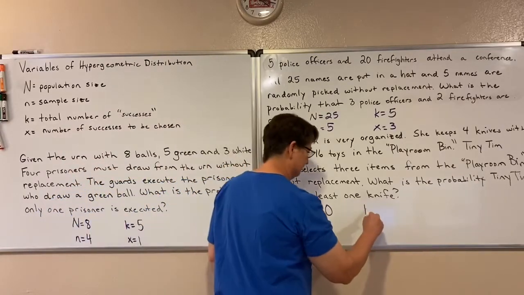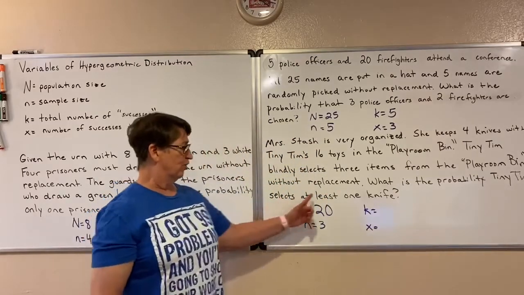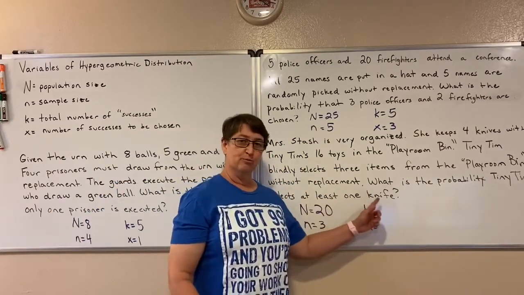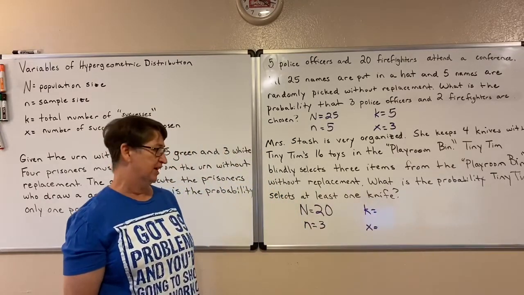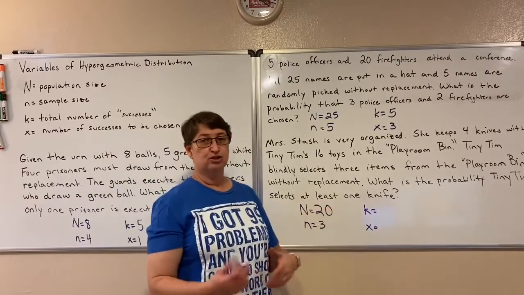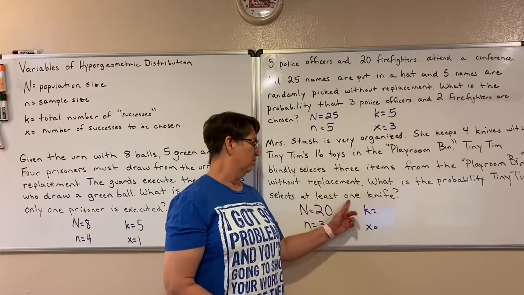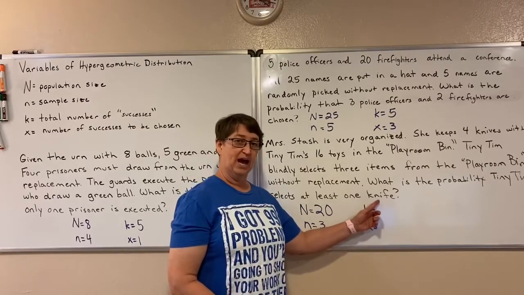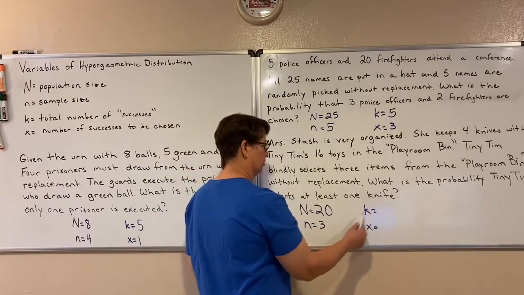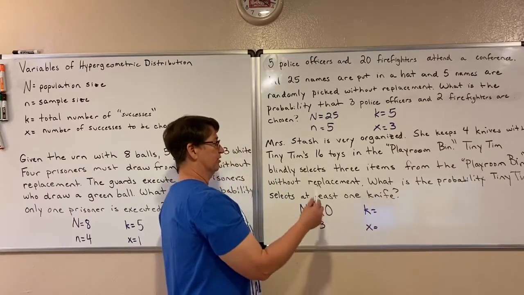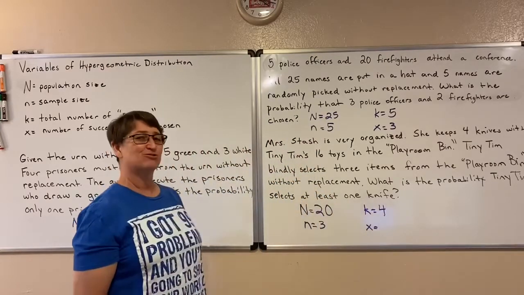Then we have to decide on our success and our failure. And since we are choosing a knife, we're looking for the probability of the knife. Let's make the knife our success there. Again, I could use the toys as my success and it would work just as well. But since I am looking for my knife, I'm going to go ahead and stick with my knife. The total number of knives in the population there is 4. And of those, I want at least 1 knife.